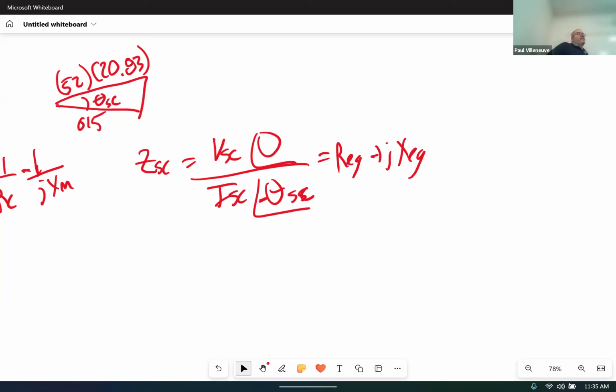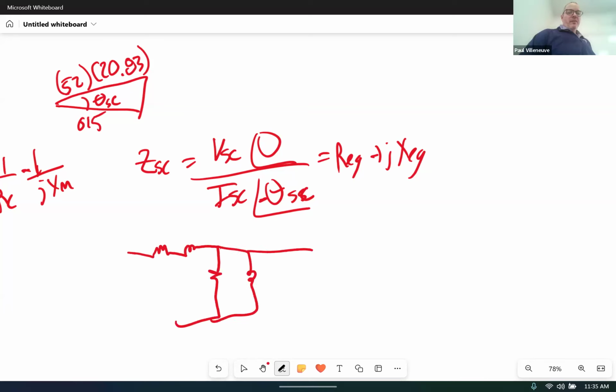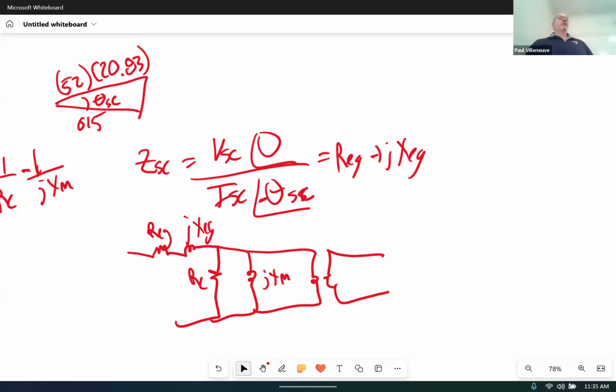Yes, sir. What's the purpose of all these steps again? Because I do it, I just go step by step, but I don't understand what it really is. I'm going to build you a real world transformer. I need you to give me RC, JXM. So I need an actual circuit model of the transformer. So I need to get those.